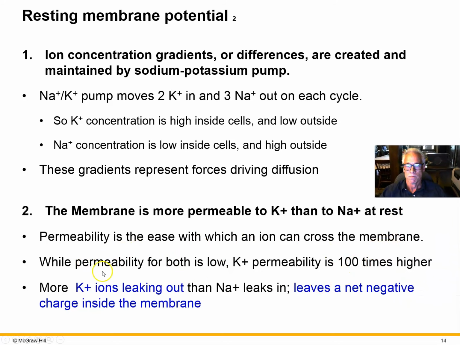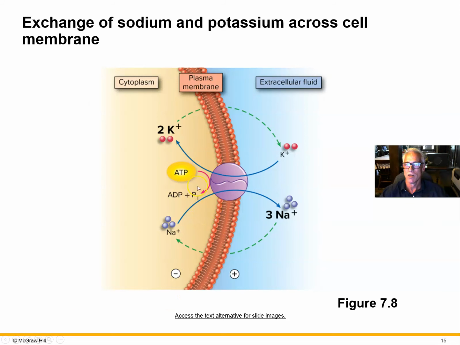for sodium. And so what happens is some potassium ions leak out of the cell faster than sodium leaks in, and that leaves behind a net negative charge. If you think of a cell as starting out with equal numbers of plus and minus charges, and we let some positive charges leak out, that's going to leave behind an imbalance, a negative pool of charges. So that's what happens, and we wind up with a negative resting membrane potential.